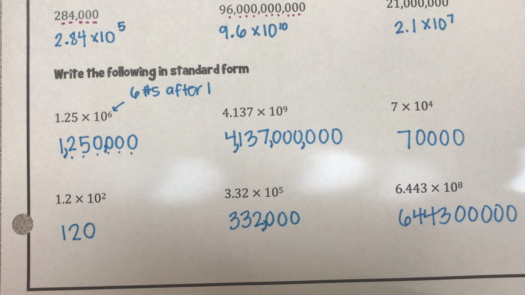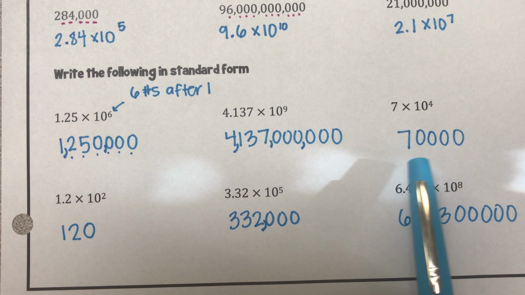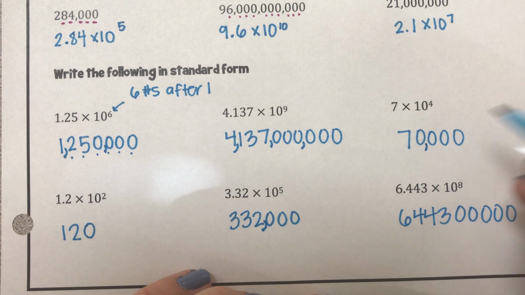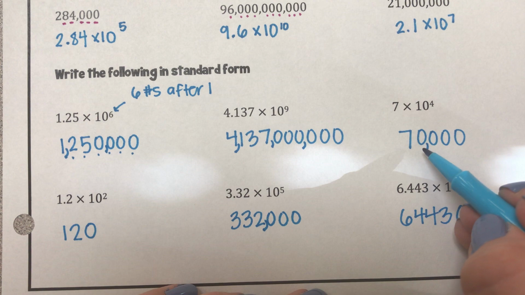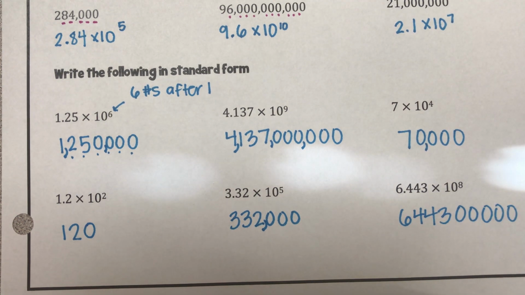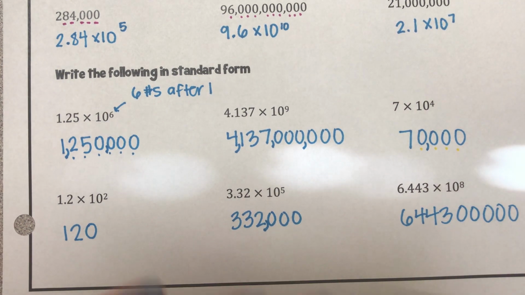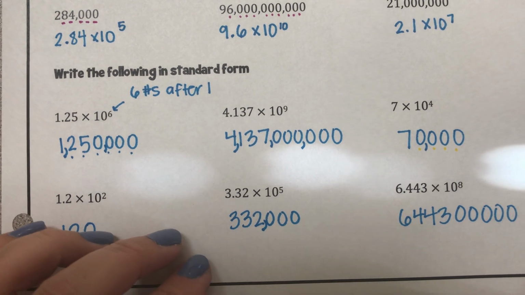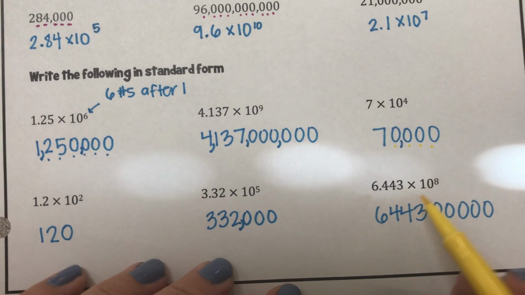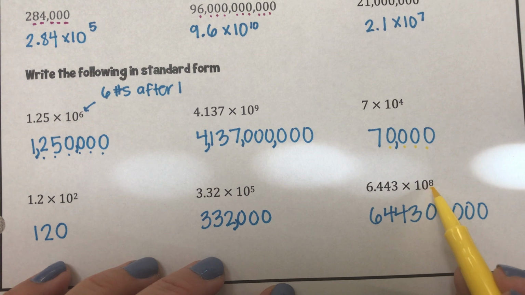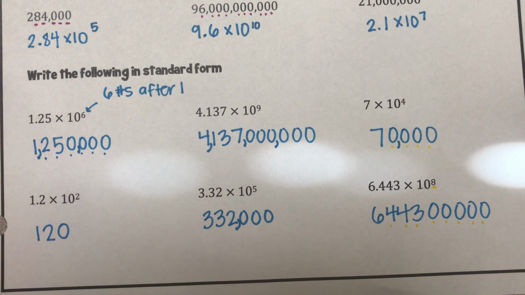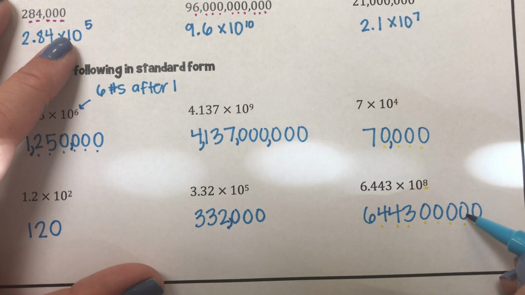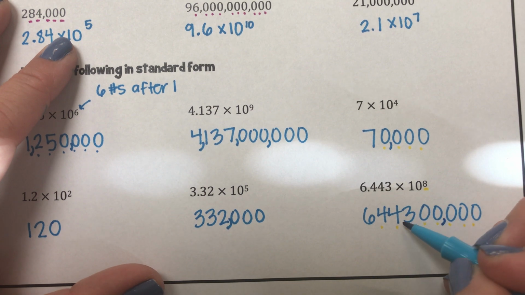Okay, on this one, you should have 70,000, because we had to add 4 zeros. I wanted 4 numbers after my first. 1, 2, 3, 4. And on this last one, I added 5 zeros because I wanted 8 numbers after my first. 1, 2, 3, 4, 5, 6, 7, 8. So when I place my commas, I start on the right. 1, 2, 3, comma, 1, 2, 3, comma.